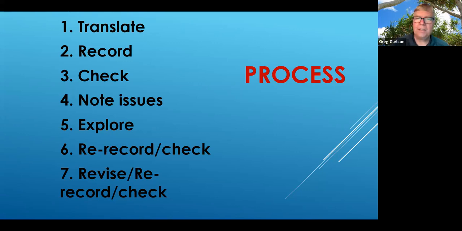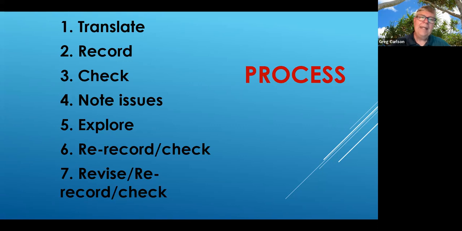5, explore the problem. Talk to the recordist. Is it an unknown word, an unusual spelling, an unusual construction, an unnatural rendering? Is it unclear? Then 6, re-record and check. If it's a simple decoding error, the recordist tries that line again. The checker then rechecks. But note the checker does not need to recheck the whole chapter, only to navigate to the line that was re-recorded.